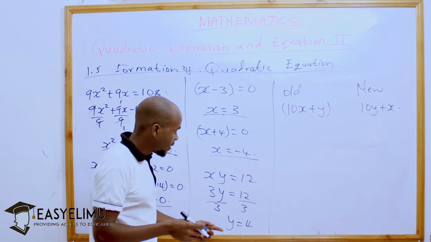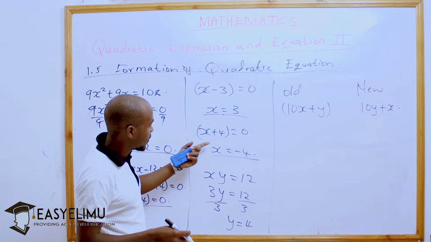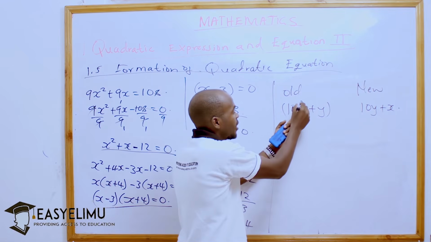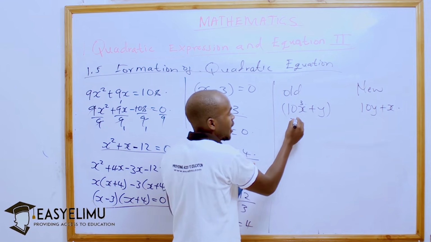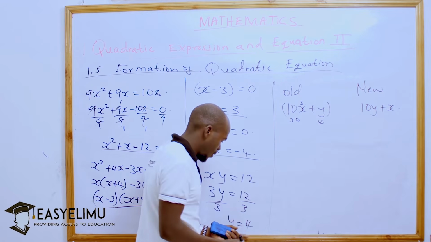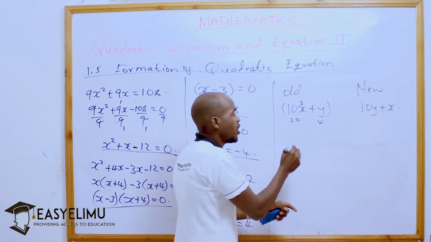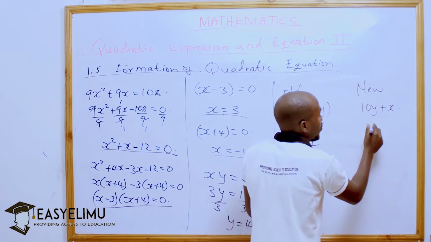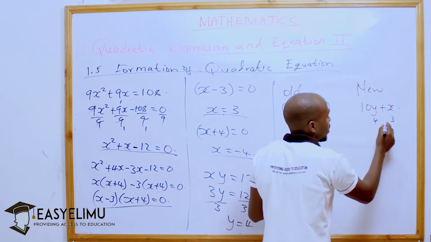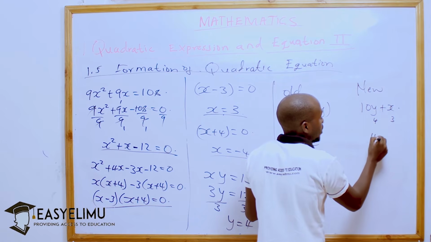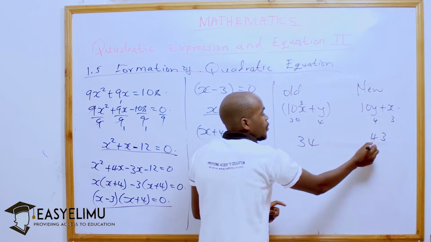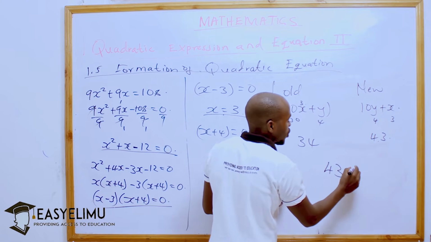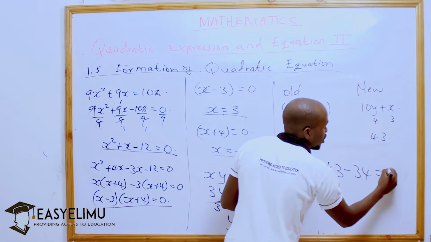Now, if we replace those values, for example, x is 3, so replace here by 3, you are going to get 30, and y is 4 for this case. And if you replace, you will get 30 plus 4, you are going to get 34. And here is 4, here is 3, and you are going to get 43. If you take 43, the new number, subtract the old number, you are going to get 9.